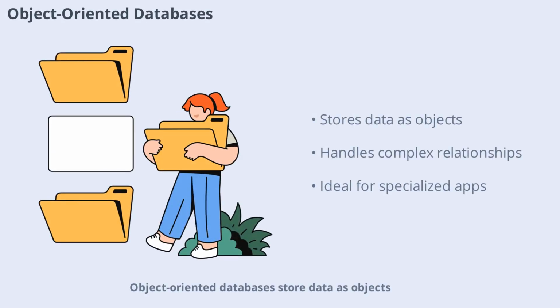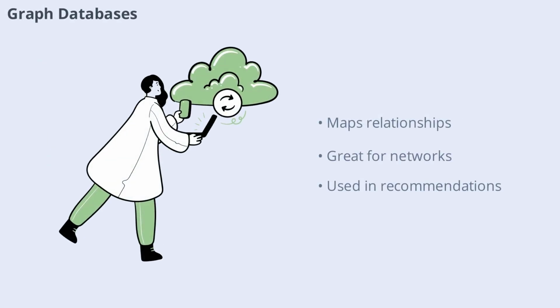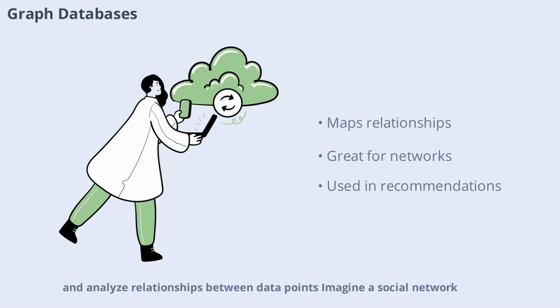Object-oriented databases store data as objects, similar to how programming languages like Java or Python represent data. This approach is useful for applications that require complex data relationships, such as computer-aided design or multimedia systems. By storing data as objects, these databases can easily handle complex data types and relationships, making them a good fit for specialized applications.